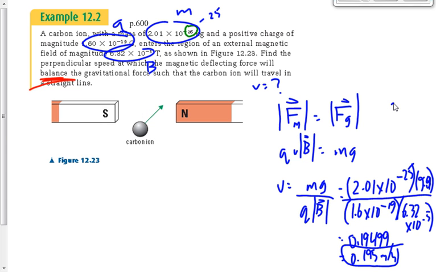Whenever you see the word balance, suspend, hover, anything like that, always just think, okay, which two forces do I have to set equal to each other? Because that's what you're going to do every time. Suspend, balance, hover: set two forces equal. You just have to find the two relevant forces that you're going to set equal to each other.